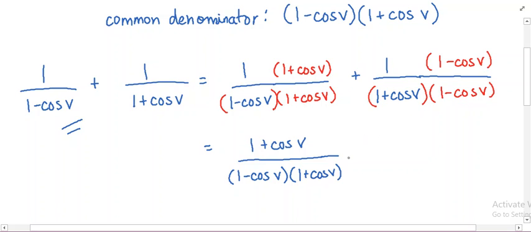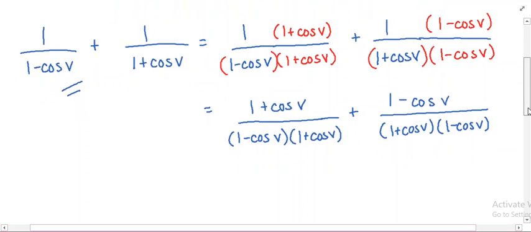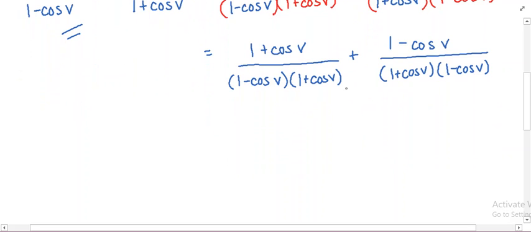And then on the second fraction, remember we've got our plus sign in the middle. I'm going to leave the denominators as they are for just a second. If we multiply in the top, 1 times 1 minus the cosine of v, that's going to be 1 minus the cosine of v. All right, so now we're adding two fractions. We still have two different fractions.